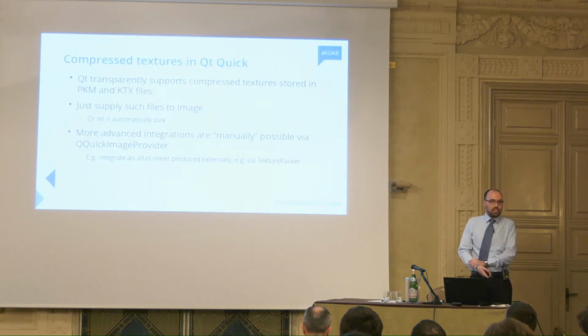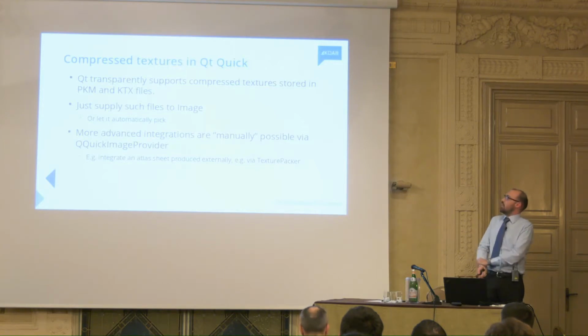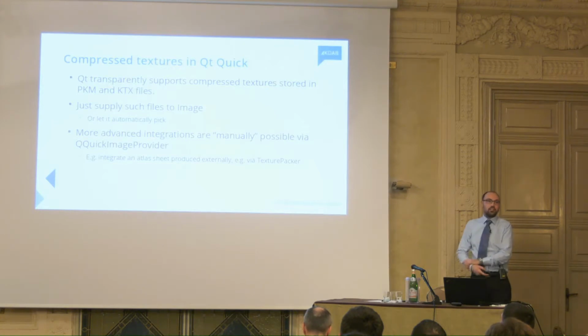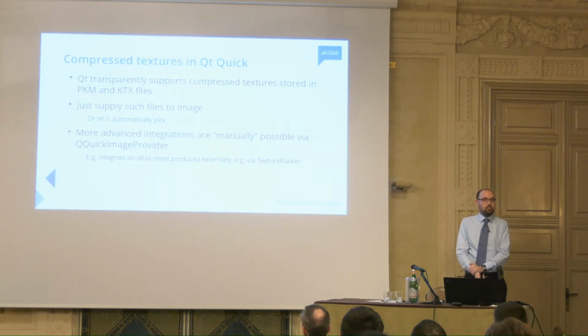How do I do this practically? Well, I need to compress my texture in a special format, but the good news is QtQuick supports this out of the box. Instead of having your image element point to a PNG file, just make it point to another file format, such as PKM or KTX. Those are standard container formats. And that's pretty much it. If you want, there are also more advanced integrations possible if you want to do something fancier.